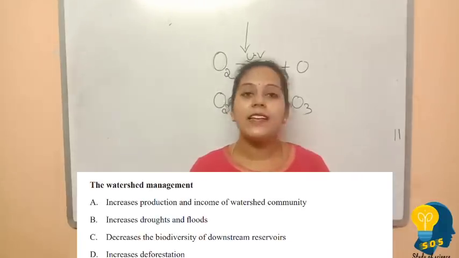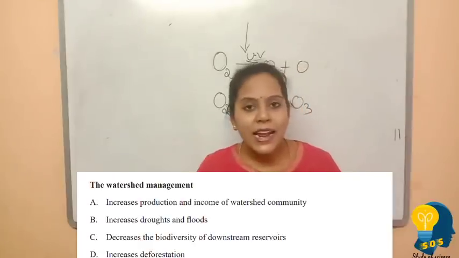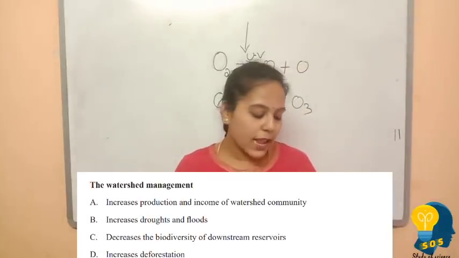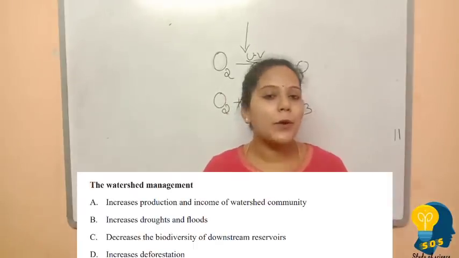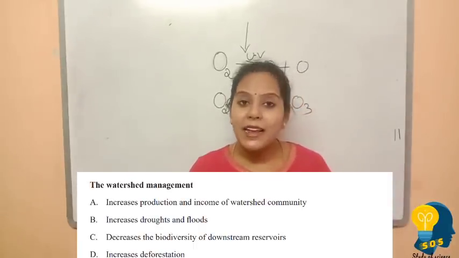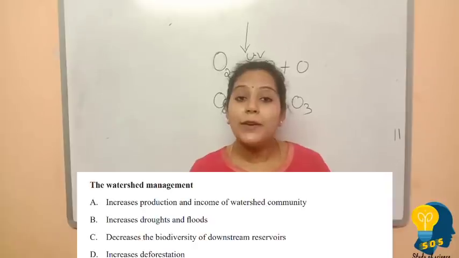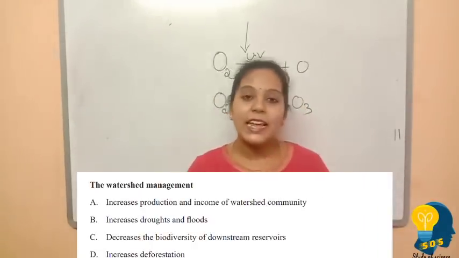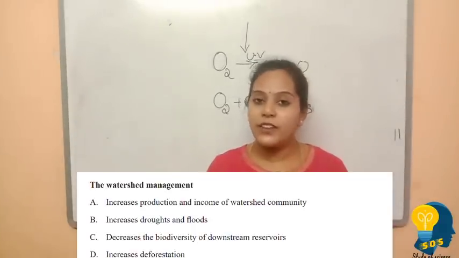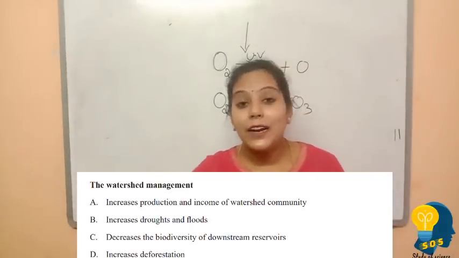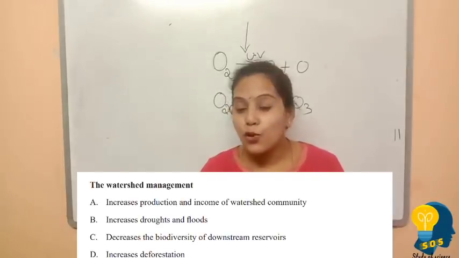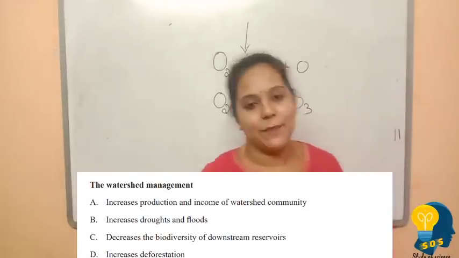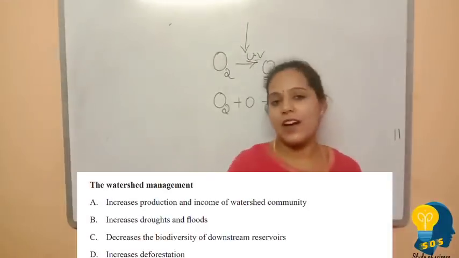Option B says increases the droughts. See, when we manage, it does not harm anything. So option B is not correct. When I say option C, decreases the biodiversity. When we are managing the watershed, why it will decrease the biodiversity? So it is not correct. So option D, increases deforestation. Deforestation is nothing but cutting down the trees. So that is also not the correct answer. So the correct answer is option A. Option A is the correct answer.